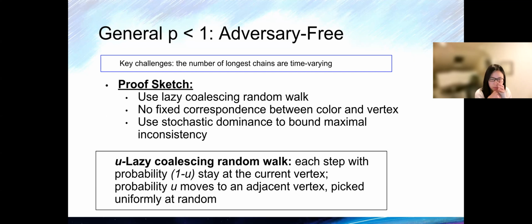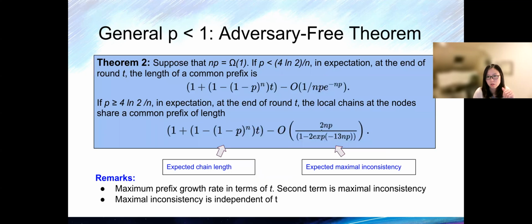And one of the reasons is the number of longest chains. Different from the P equals 1 case, here the number of longest chains in each round is time varying. If we use the same complete graph with n vertices and use some stochastic dominance to conclude, the obtained bound is far from loose. The maximum inconsistency bound will be, say, OM. Now this is something that depends on NP.